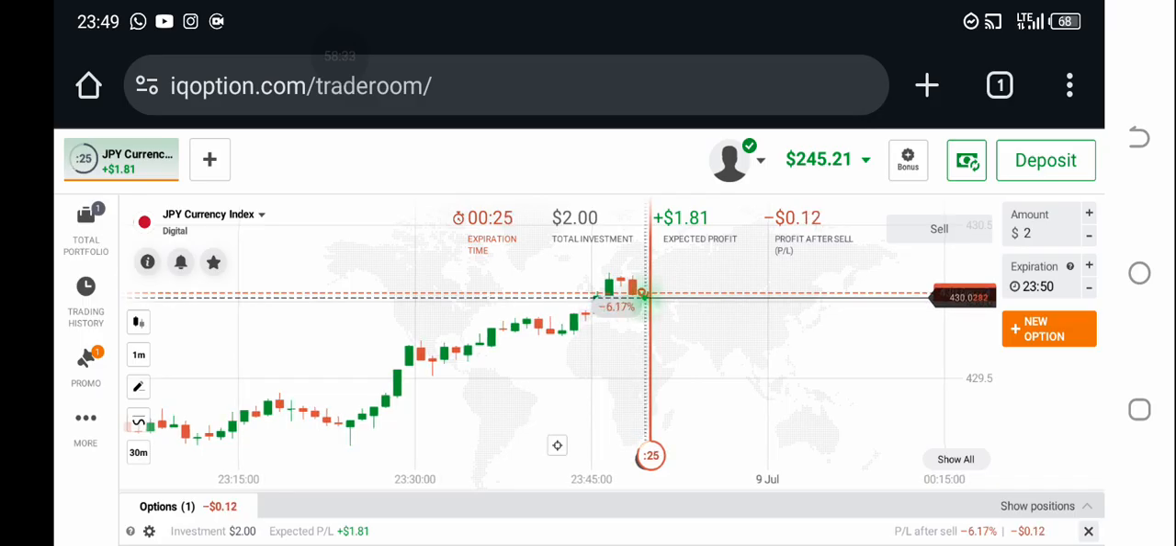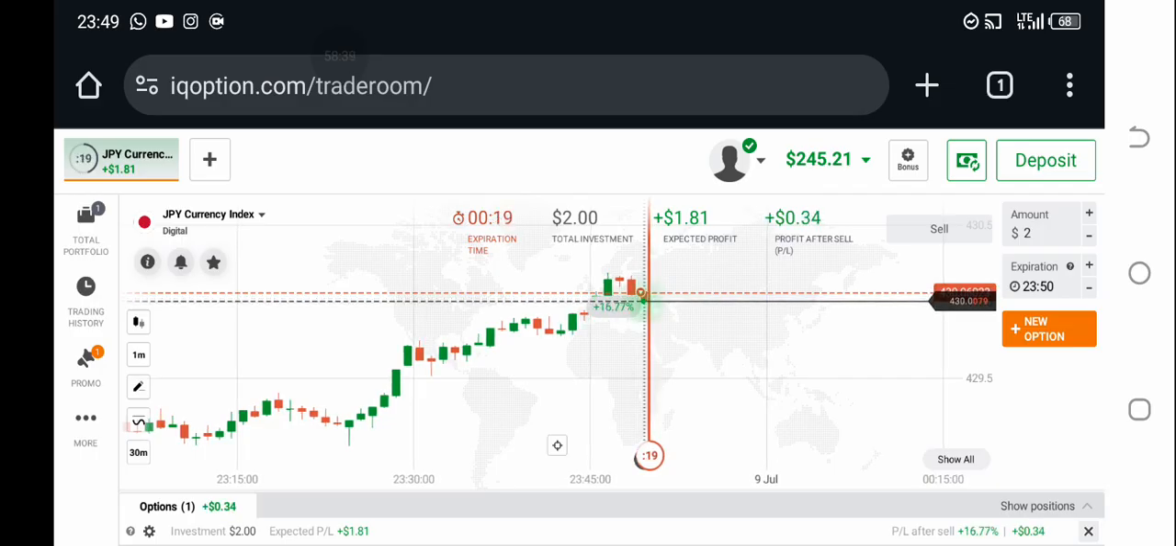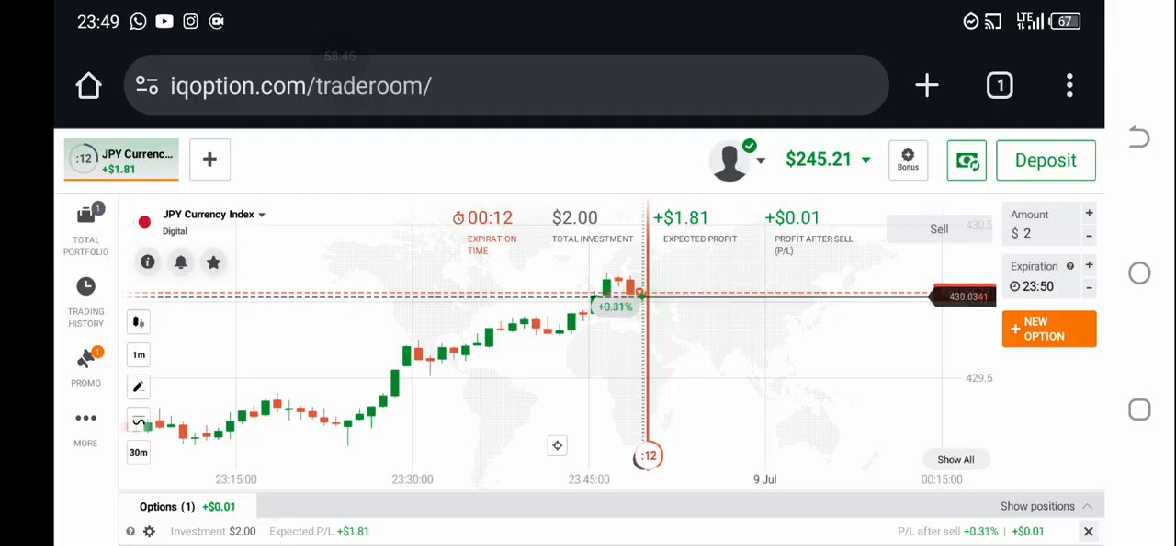You can see we have $247. The trade I opened with just $2 right now, if it closes in our favor, we are going to be in profit. I'm expecting it to close in our favor because that is a reversal signal.